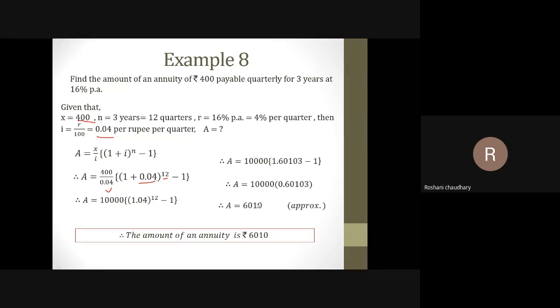Ma'am, how many marks are these questions for? It is for 5 to 10 marks. If both the values are asked, the amount and the present value, then it will be for 10 marks. And if only a single amount or single value is asked, it is for 5 to 8 marks.